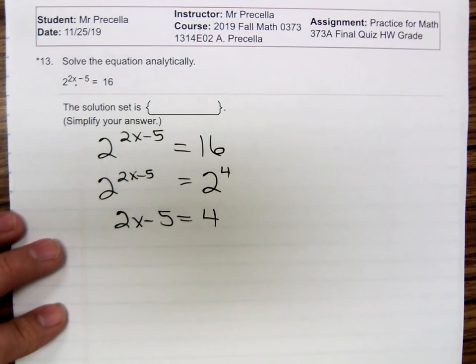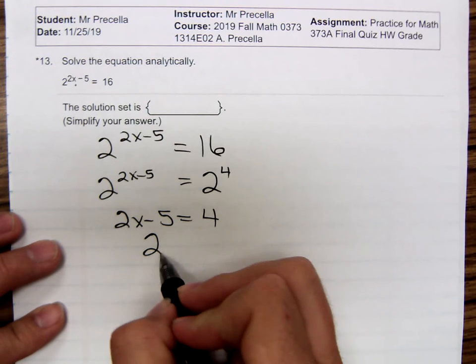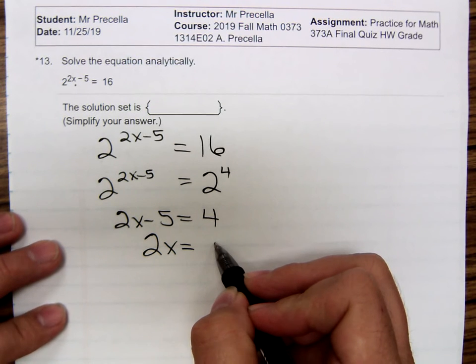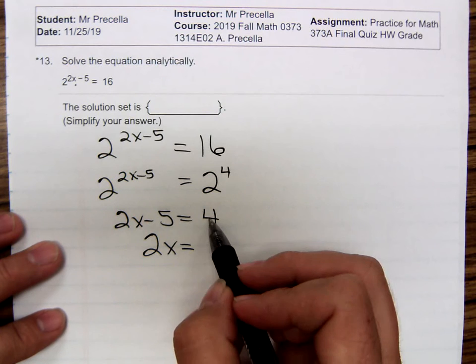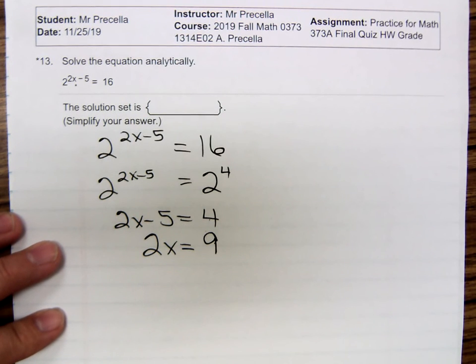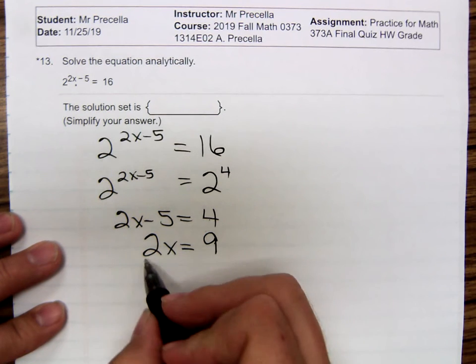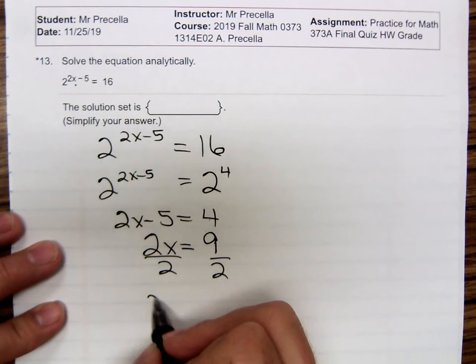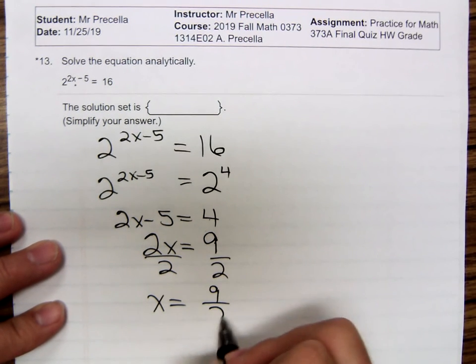Add 5 to get 2x equals... here. -1 or 9. 4 plus 5 gives me 9. And then x equals 9/2.